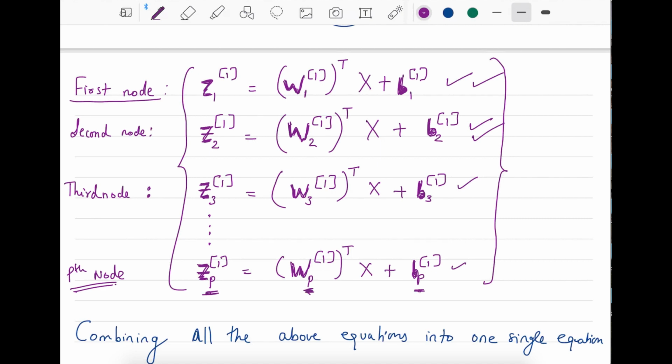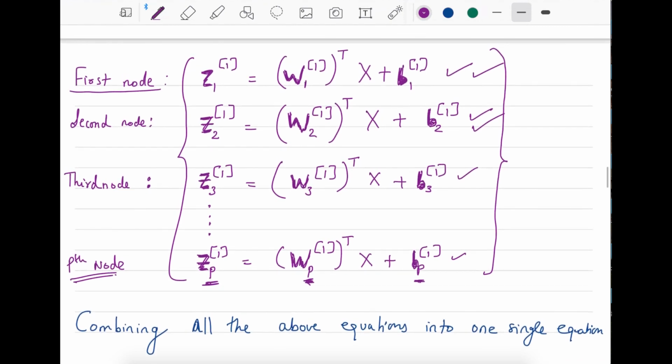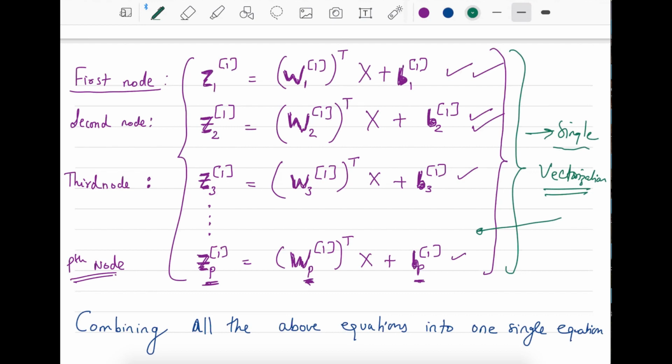So now the important thing is we want to combine all this. Whatever is there, we want to combine it and make it a single equation. Remember that I wanted to implement this in the form of vectorization. Vectorization is making your code fast by using matrix multiplications and additions instead of writing them in this fashion, because this requires a for loop running from i equal to 1 to p, but I don't want that. I want a matrix implementation of this complete set of equations.